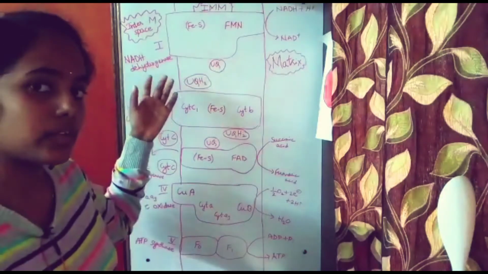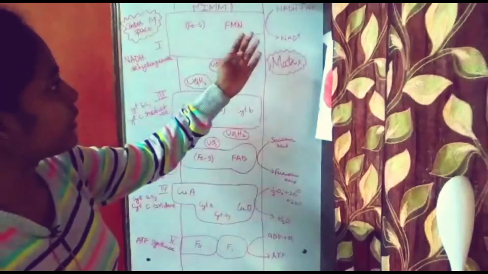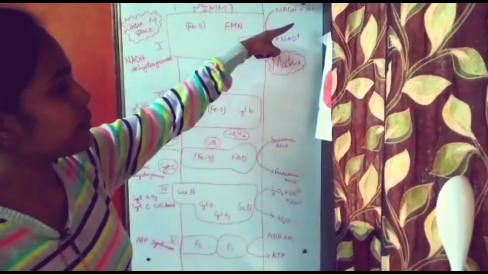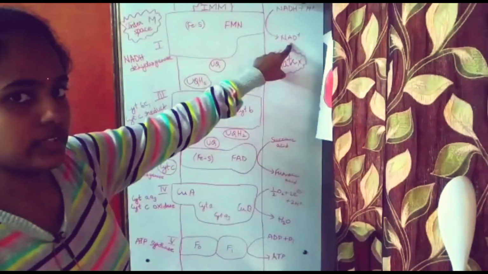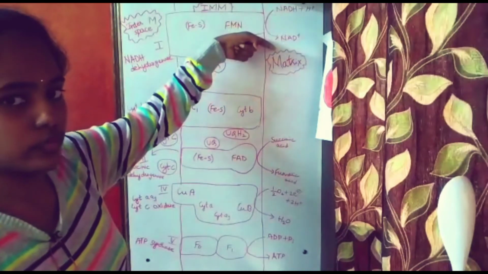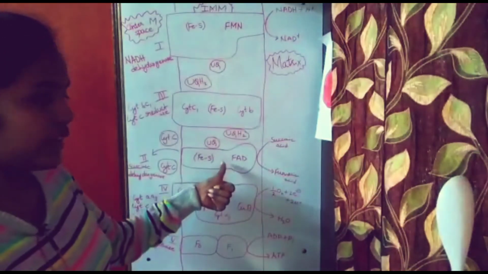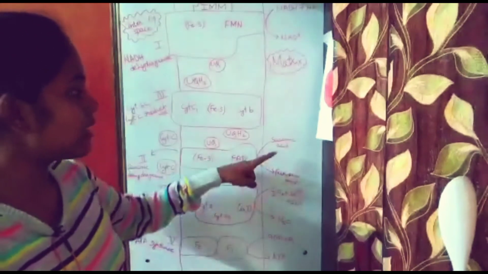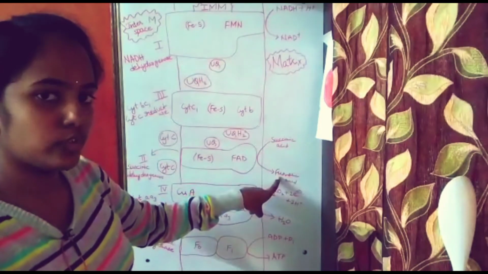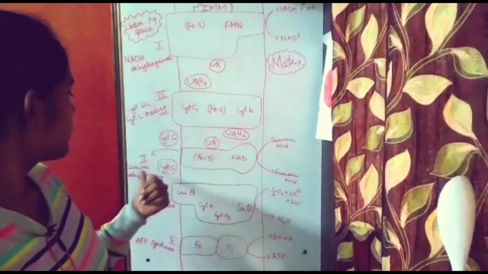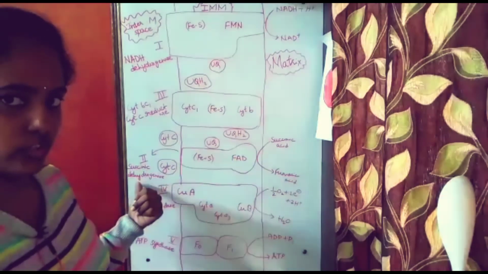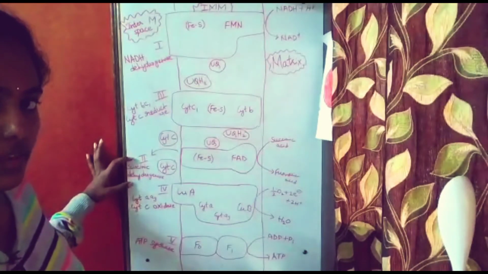So how to remember the complex names? In the first complex, NADH plus H plus changes to NAD plus. Here hydrogens are getting removed, right? So this is called NADH dehydrogenase. And if we see the second complex, succinic acid is changing to fumaric acid. Here succinic acid is getting dehydrogenated. So this one is succinic dehydrogenase.